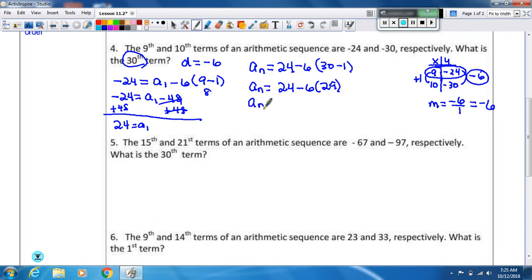So AN, technically I should say A30, but I'll just leave it like it is. 24 minus 174. So my final answer, the 30th term, is negative 150.